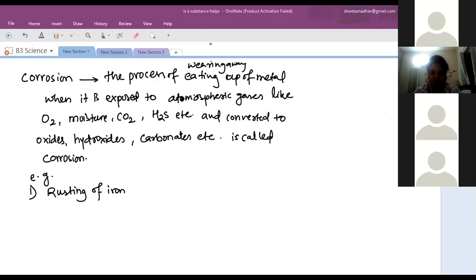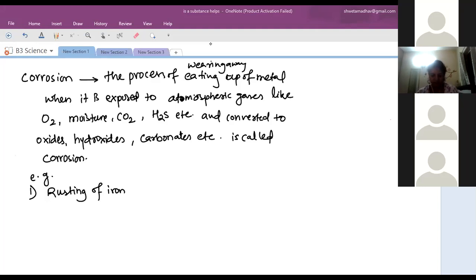Ma'am, which is the most corrosive acid? H2SO4. No, it is highly considered to be HCl. Okay, ma'am. Hydrochloric acid, yeah.